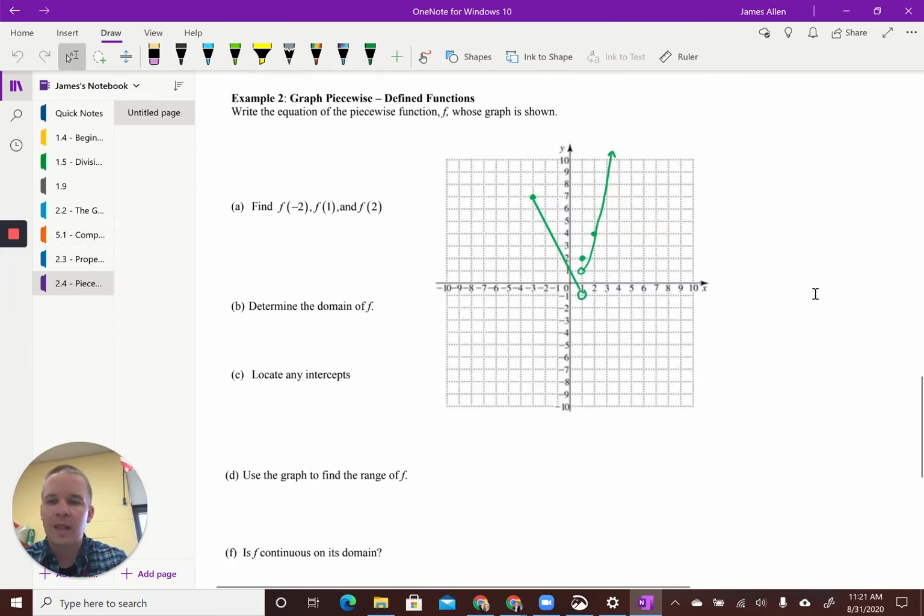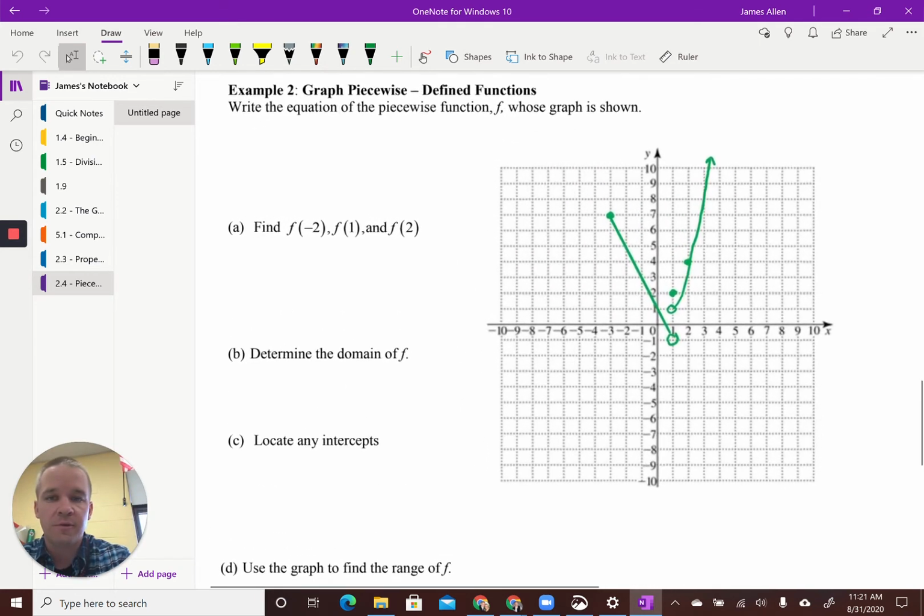All right, so we're going to do one last problem here. Only 2 examples. They are pretty large examples, though. This time we're given the graph. We're going to write the piecewise function whose graph is shown, and then we'll do the same type of questions. Looks like we got one different one with locating the intercepts. All right, let's do it.